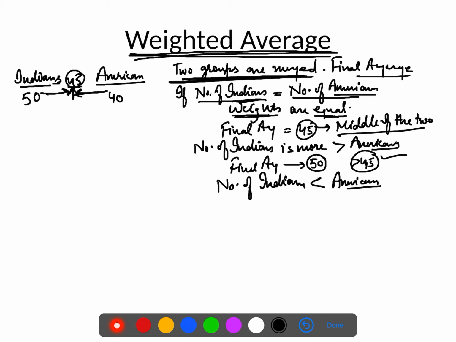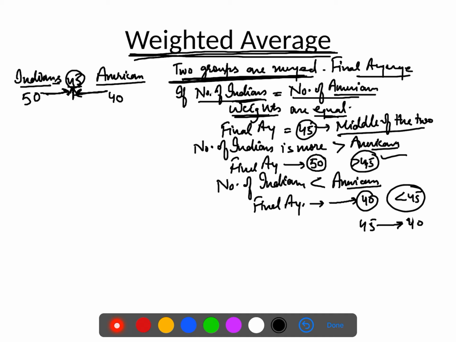That means the pan of Americans has a bigger weight, so the needle or the final average will shift towards 40, okay, towards that one. That means it will become less than 45. So from 45, it will go towards 40. So it will become like 41, 42, 43, any such number. So that's the concept here.